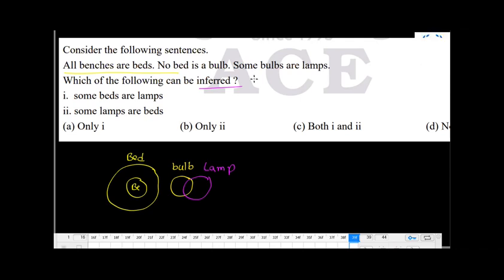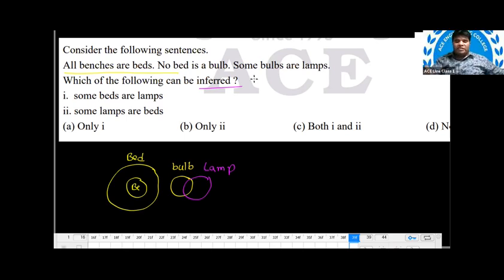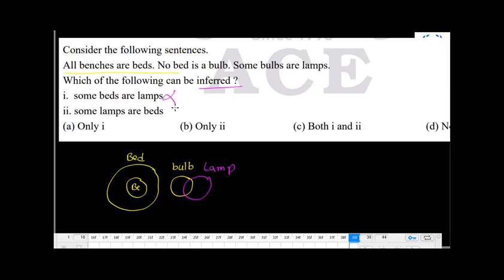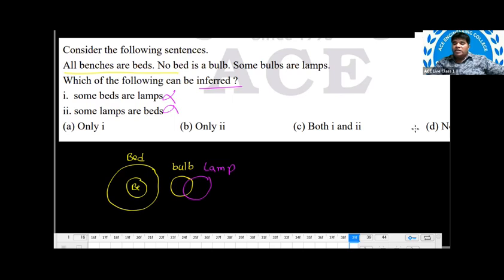Some beds are lamps, we don't know, sir. Exactly. Some beds or lamps, we don't know. How can we say whether it is right or wrong? We don't know, so wrong. Next: some lamps are beds. That is also we don't know. So what is the answer then? D. None of these. Neither nor. None of these, or neither nor.